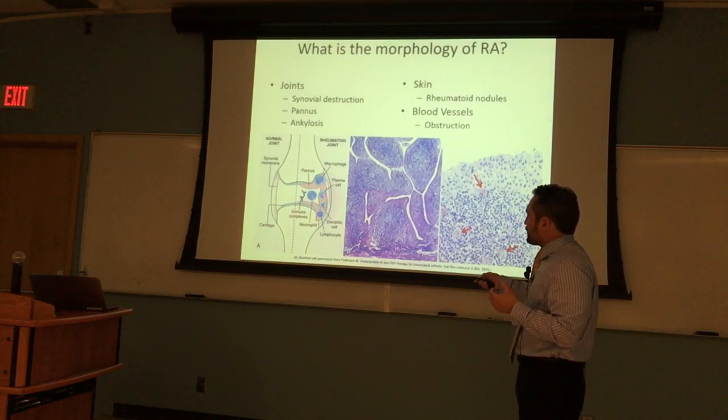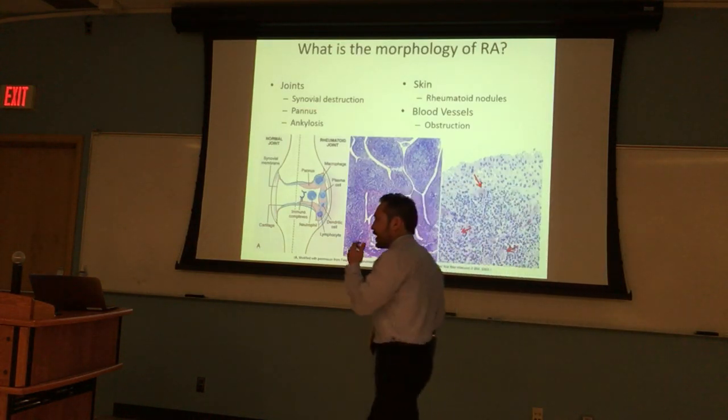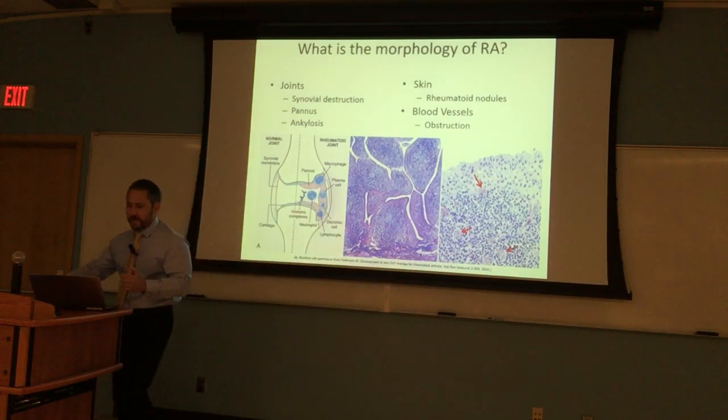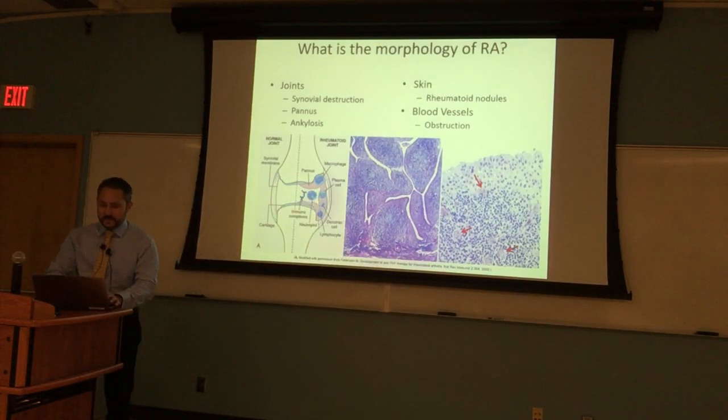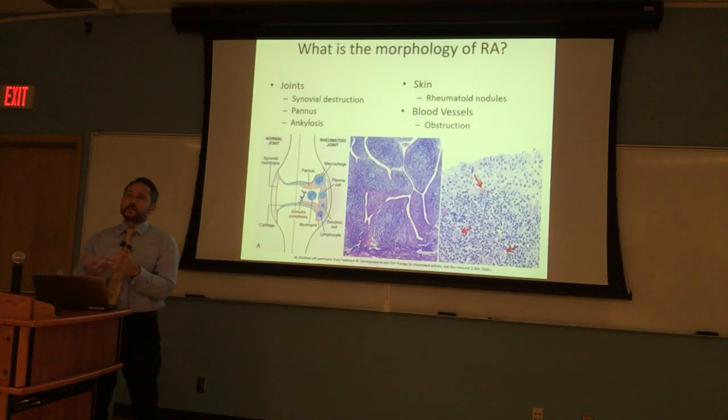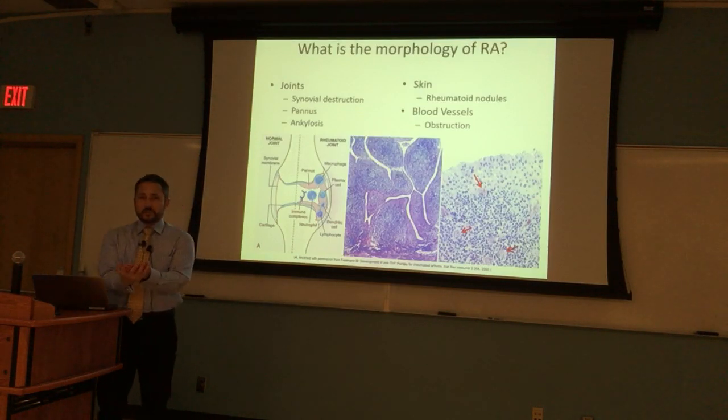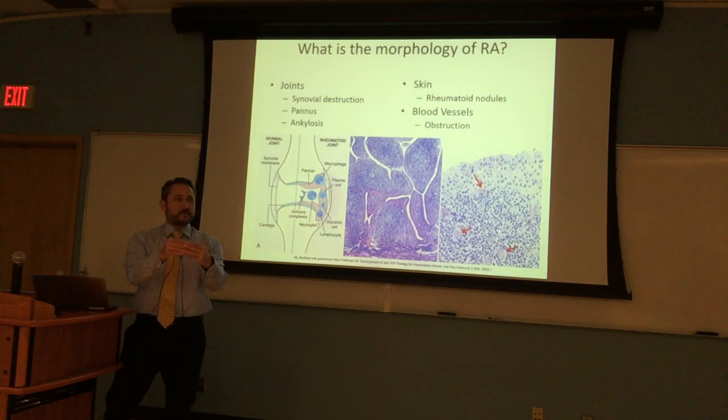And the inflammatory area that we're referring to is what we call pannus. So pannus is defined as a mass of synovium and synovial stroma that's infused with inflammatory cells. So it's basically like the granulation tissue that we see in inflammation, but it's in the synovial joint.